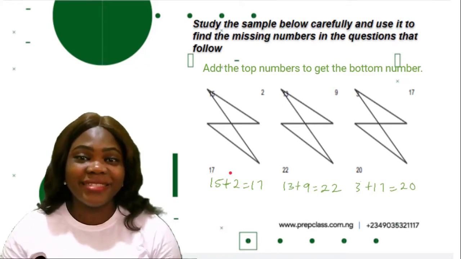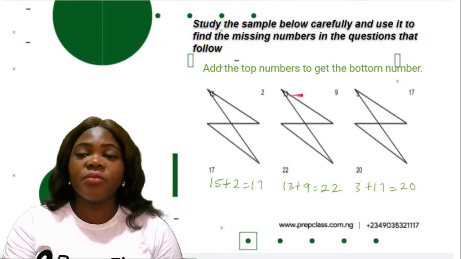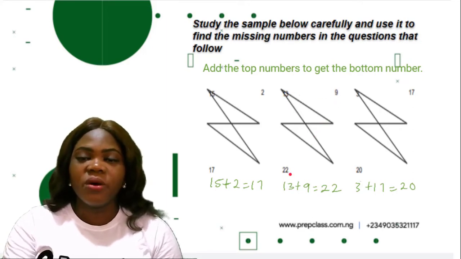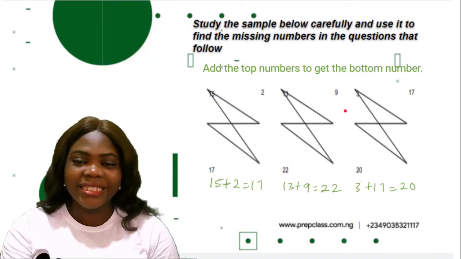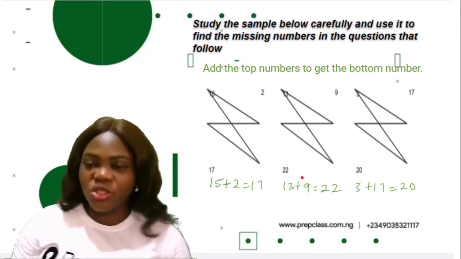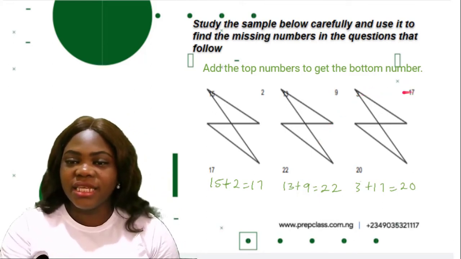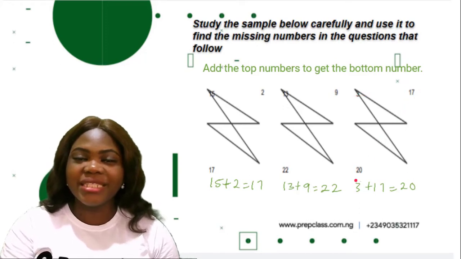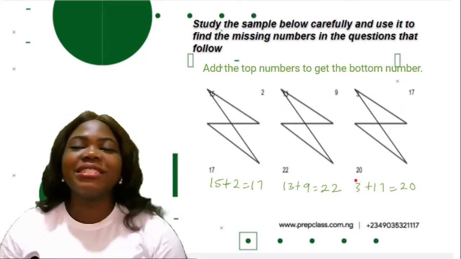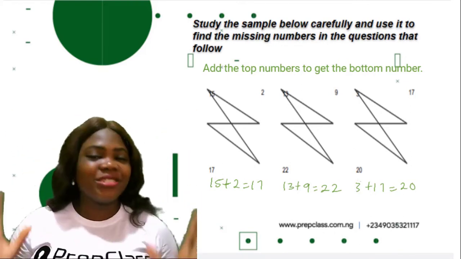So this means that the answer is right. Let's look at the second sample. The top numbers are 13 and 9, and the bottom number is 22. What is 13 plus 9? 13 plus 9 is 22. Wow. Let's see if it works with the third sample as well. The top numbers are 3 and 17. So 3 plus 17 is 20. Yay! It works! So this means that to get the bottom number, we simply add the top numbers.